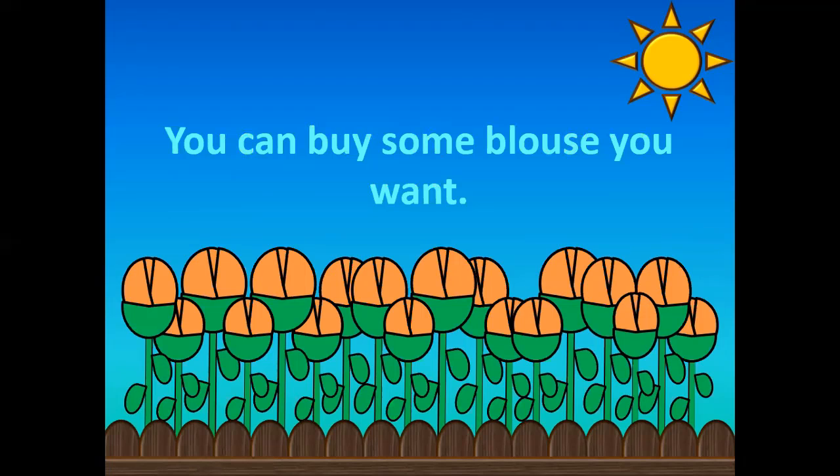Yes, Fiza, would you tell us what's the error? Read the sentence first. Fiza, go ahead and read the sentence. Okay, Mustajab, you go. You can buy some blouse you want. Okay, blouse. Okay, you can buy some blouse you want. What is the error now? Can you fix the error?